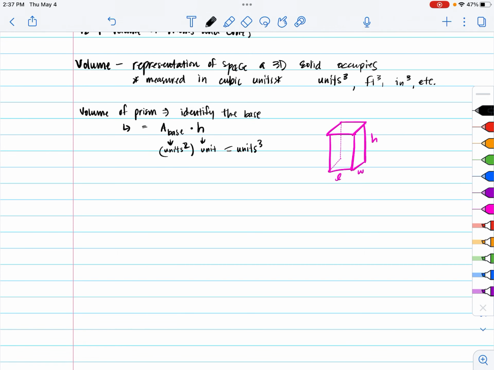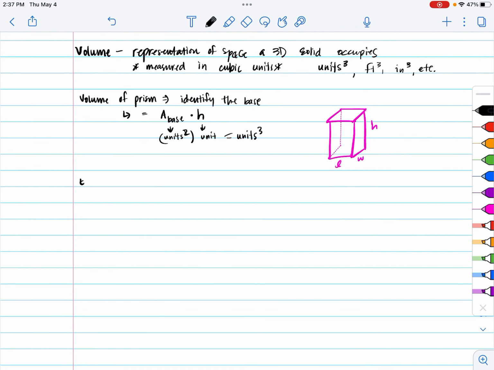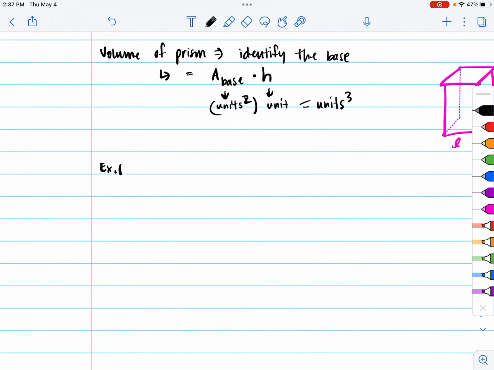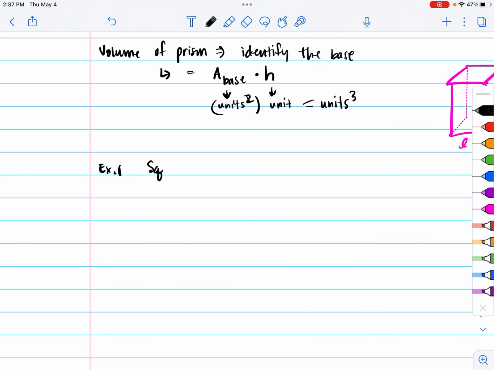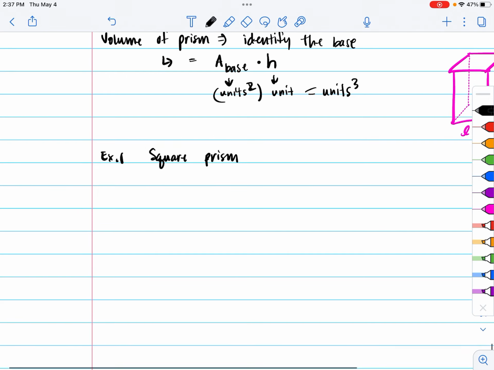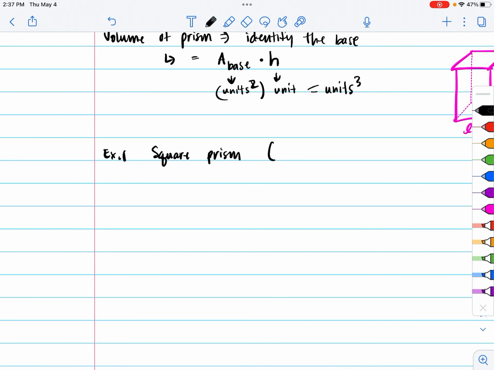And in this case, let's do a quick example. Example 1. Let's take a square prism. Now, square prism just means that the base is square. It does not mean it is a cube. It means the base is square. So I'm going to put that in here. The base is square. It is not necessarily a cube. A cube would mean all sides are congruent, or length, width, and height are all congruent.